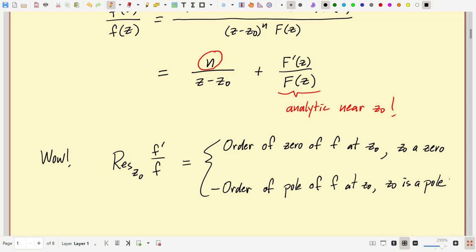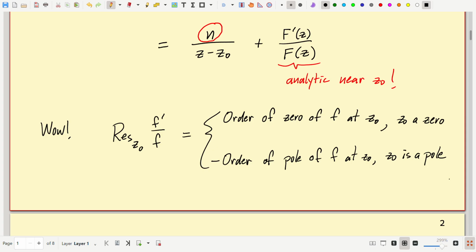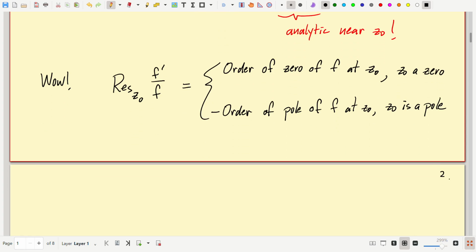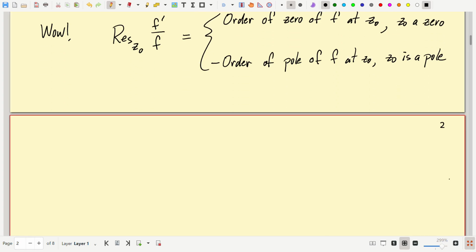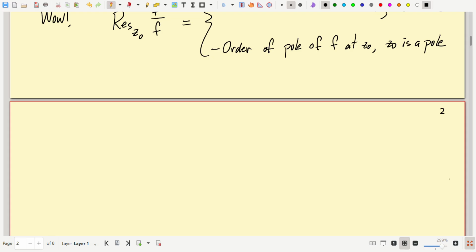That's fascinating. And so that leads to the argument principle, which is a way of counting zeros and poles that's kind of surprising that you can do it this way. And this is surprisingly useful in lots of areas of complex analysis. The argument principle.